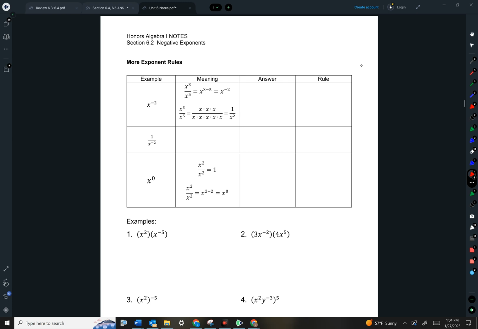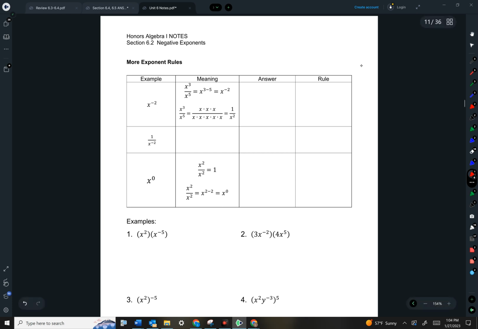So this is section 6.2, and this deals with negative exponents. The first thing we would say is you never want to leave a negative exponent in your answer. We don't consider that as being simplified. So you always want to somehow turn it into a positive exponent. If you have a negative exponent, in order to make it become a positive exponent, you have to move it to the denominator.